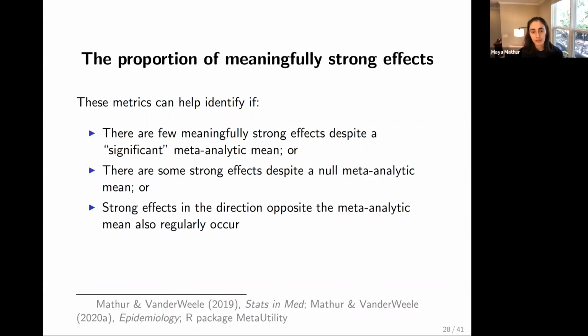Or finally, maybe there's enough heterogeneity that it's also fairly common to have strong effects in the direction opposite the meta-analytic mean. And in these latter two scenarios, this would also probably point us towards the need to delve more deeply into causes of the heterogeneity, what is driving the heterogeneity in these effects.